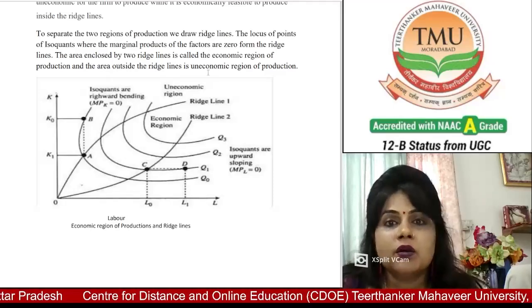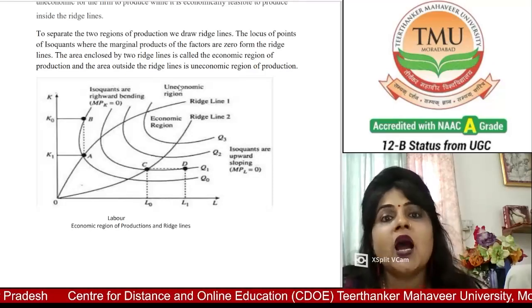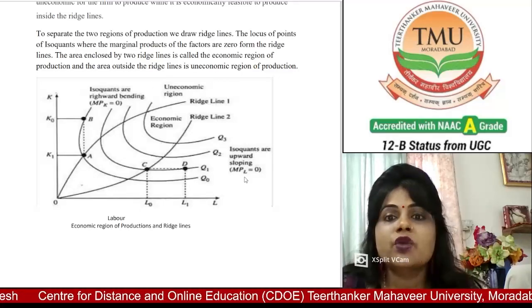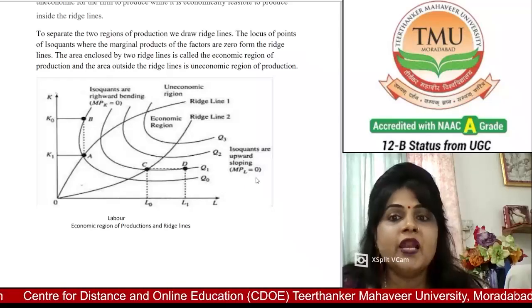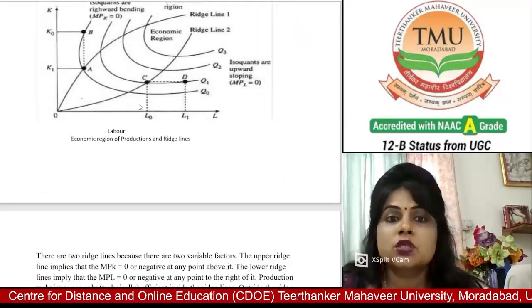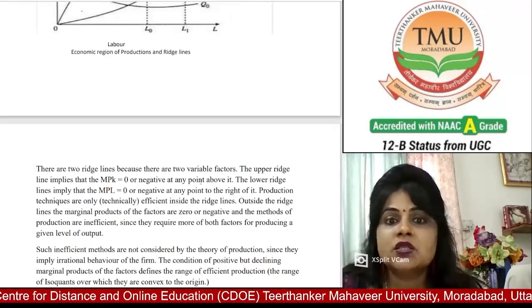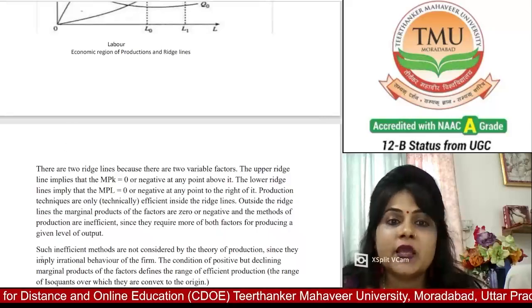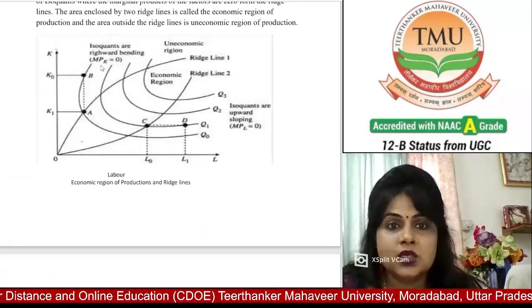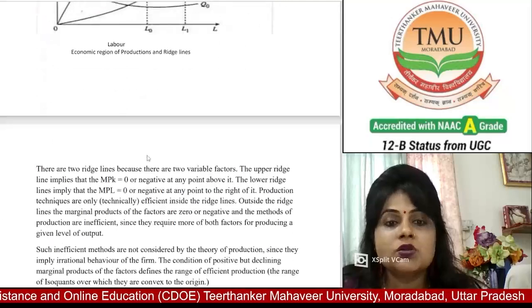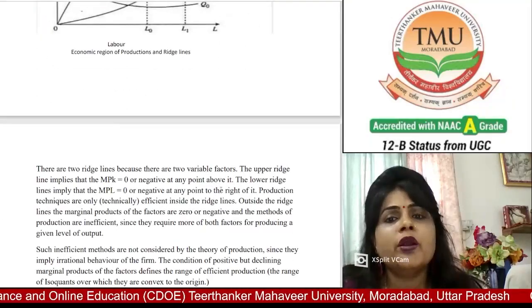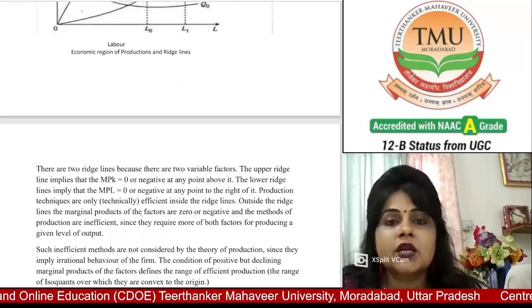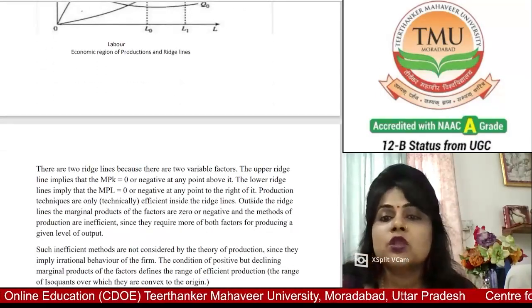The area inside is the economical region of production, and the area outside the ridge lines is the uneconomical region, because there MPL, the labor MP, is 0 and MPK is equal to 0. There are two ridge lines because there are two variable factors, labor and capital. The upper ridge line implies that MPK is 0 or negative at any point above it. The lower ridge line implies that MPL is equal to 0 or negative at any point to the right of it.